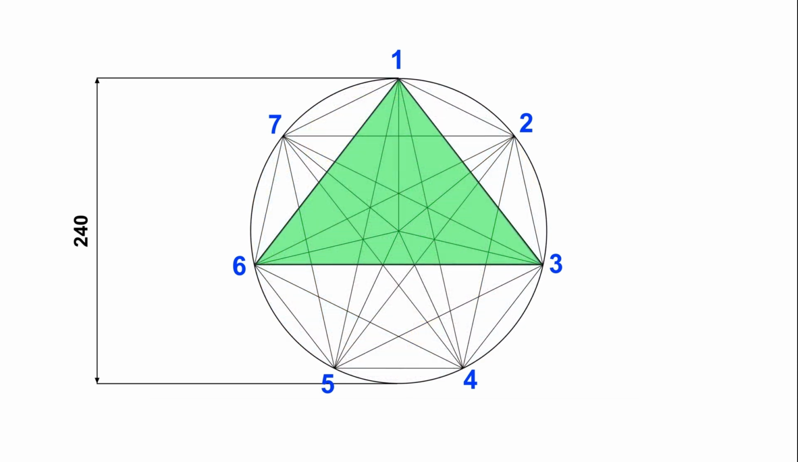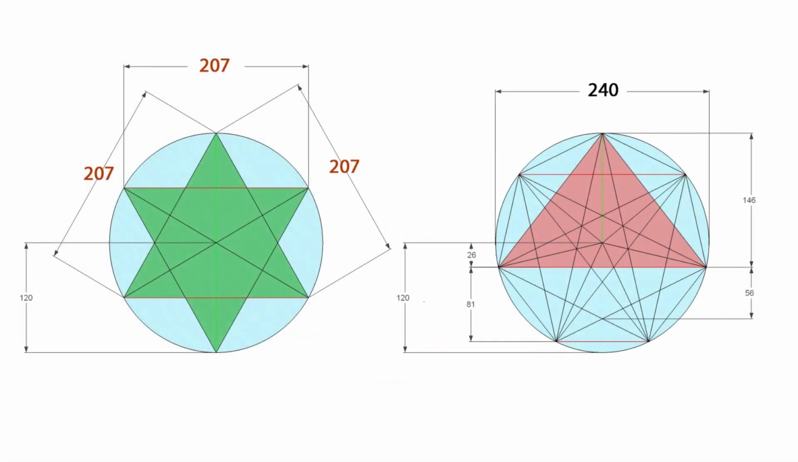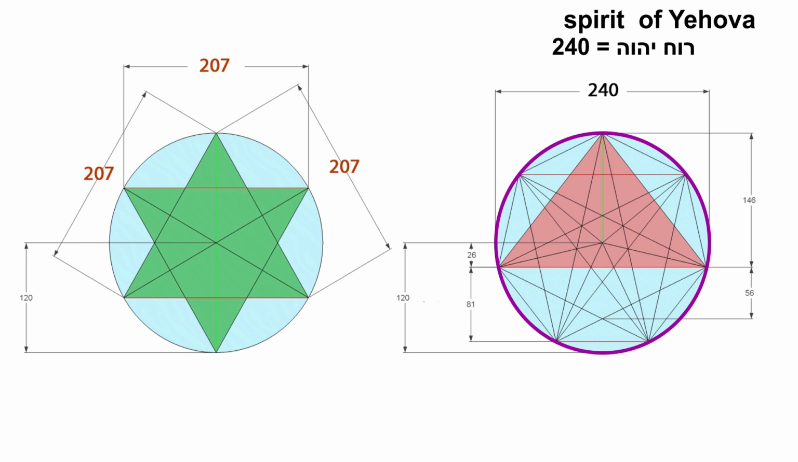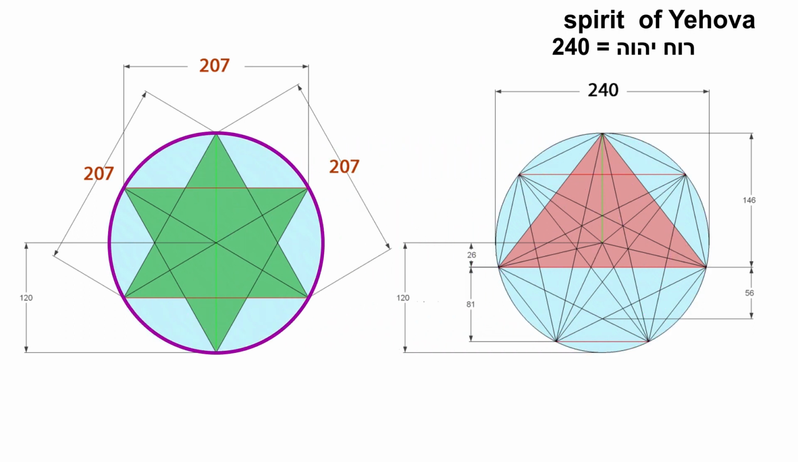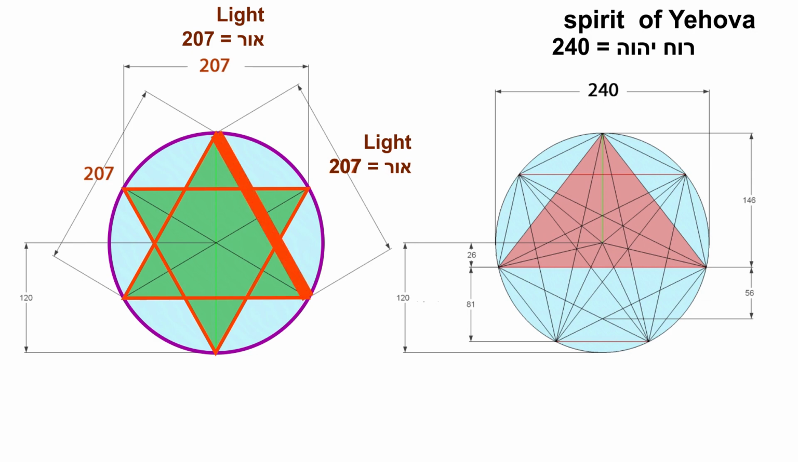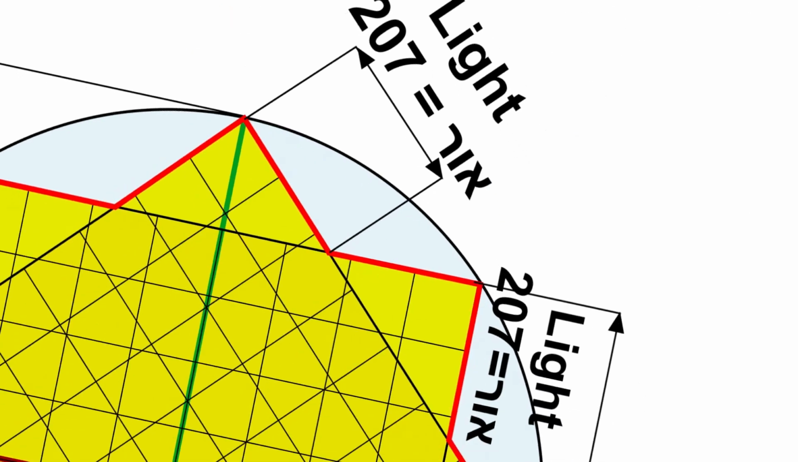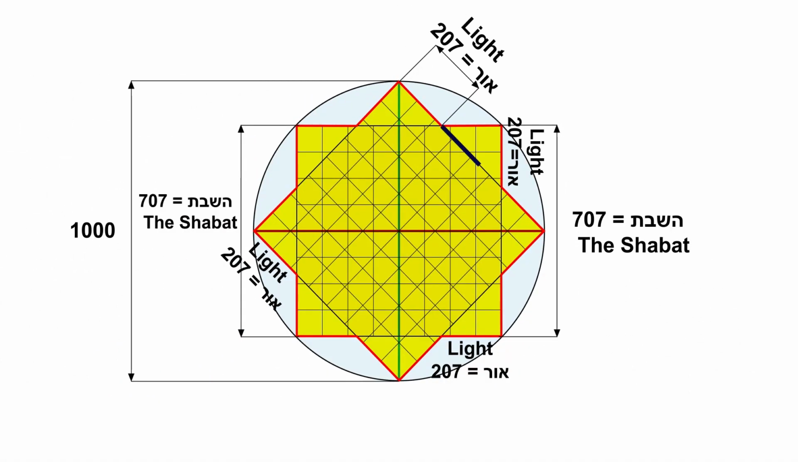The light is connected to the pyramid, since the word pyramid means fire, and the morphogenic field of the Great Pyramid is a 240 diameter circle. 240 means Ruach Yehovah, the Spirit of God, Yehovah. The same Spirit of God, 240, creates a hexagon, Merkava, a star of David made of lights. Each side of the triangle is 207 long. The same light transcends through number 4, to the Shabbat square, and to 8 and the octagonal.